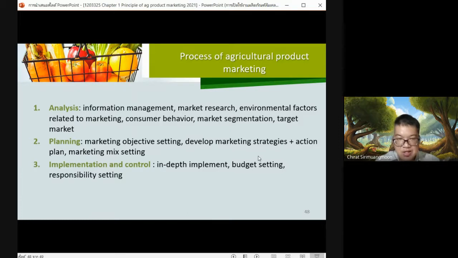Then, after analyzing, you need to have good planning. So you need to set the objectives, you need to set the marketing strategies and actions, and finally, you need to apply the marketing mix to your plan. And finally, you need to implement and control. So I will teach you about the implementation budget setting and responsibility setting. So that's all the process of agricultural marketing.